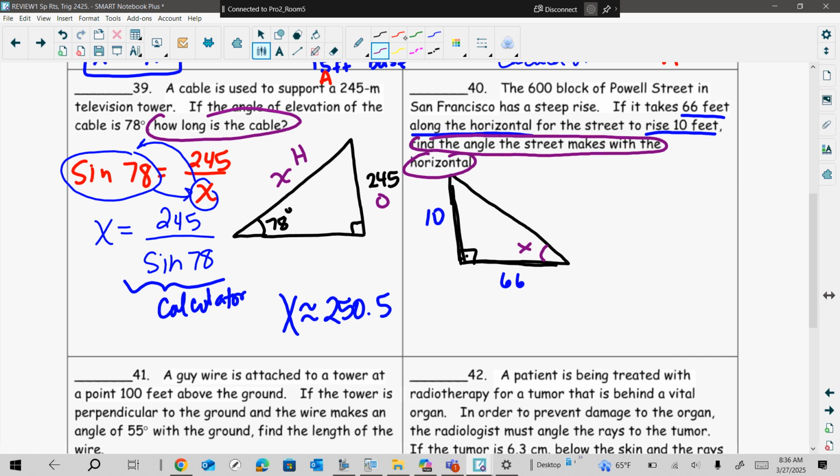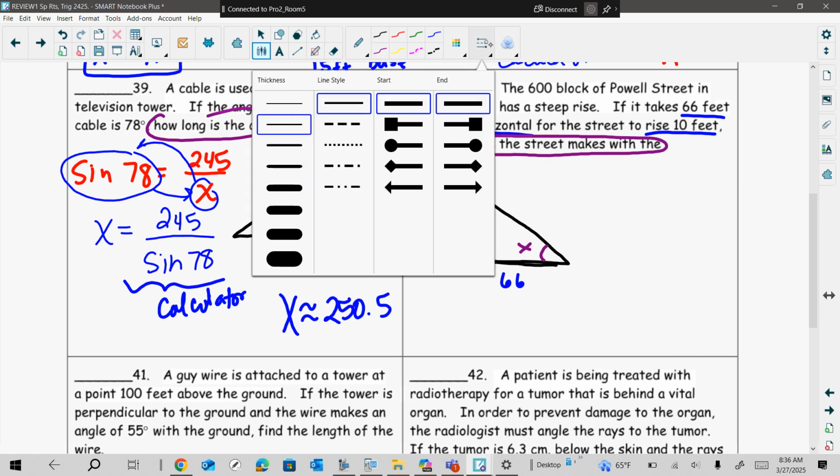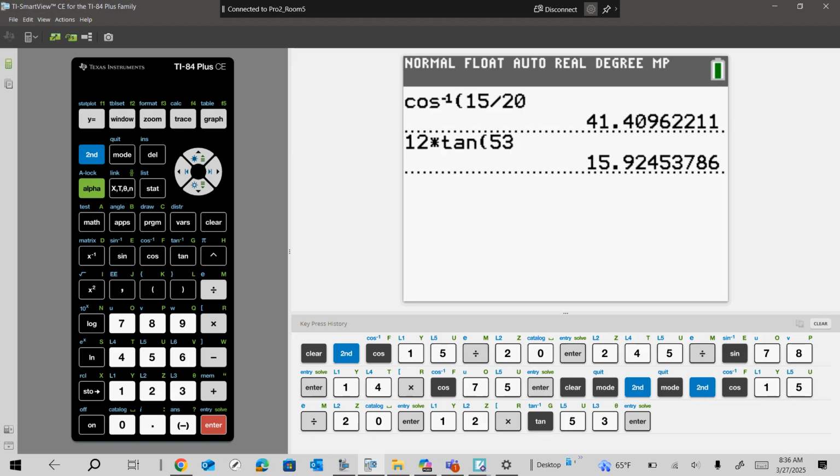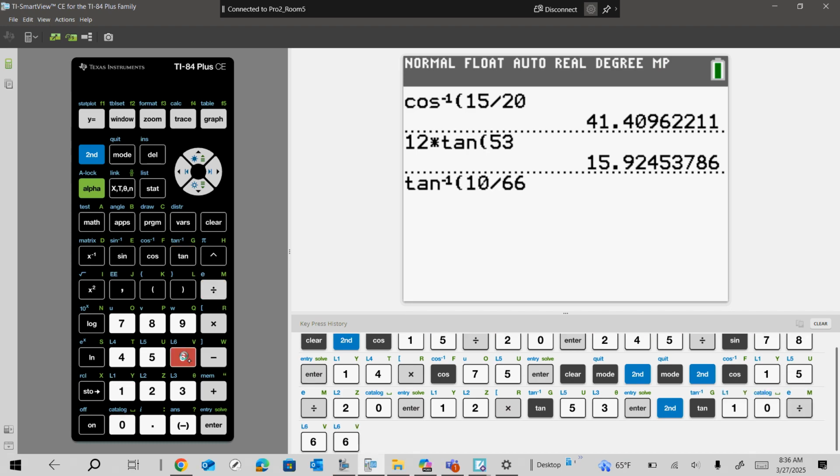Okay, so because x is on the inside, we have to use the inverse to find the angle. If I look across, my 10 is the opposite, and my 66 is the adjacent. So to find x, we're doing tan inverse. Good. Opposite over adjacent, which is 10 over 66. So we have to put that in the calculator, and we're going to round to a whole number when we're doing angle measurements. So we're going to do second tangent 10 divided by 66. So this is going to round to 9 degrees.